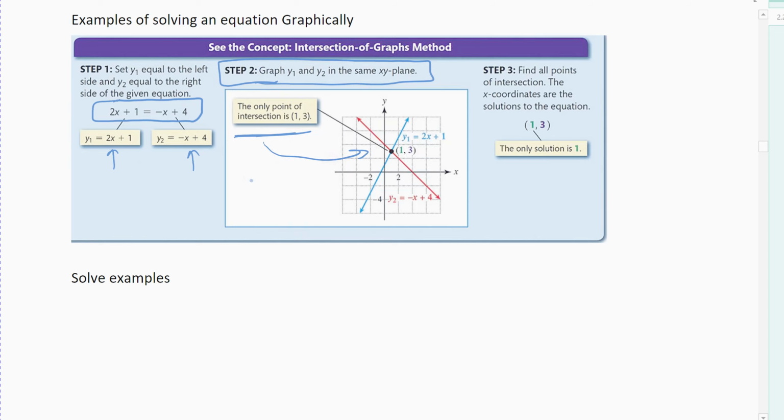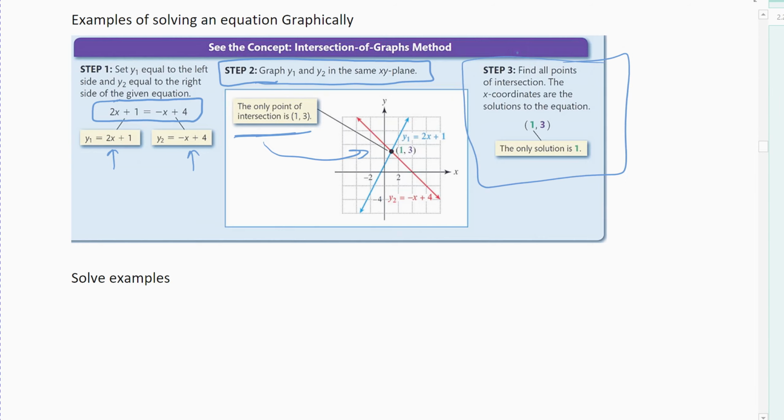If they're parallel, there's no solution. Right? They never cross, so they don't have any solutions. And if you graph them and they end up being the same line, so the same line graphs twice, that's the infinite case, the identity case. We're not going to look at the special cases, but that's what happens in them. We're going to look at the case where they intersect, which our calculator can find.